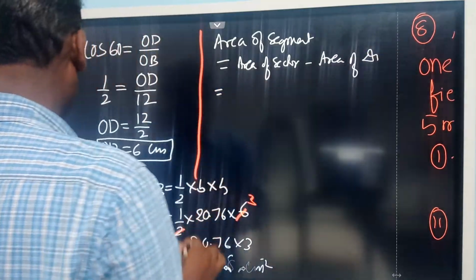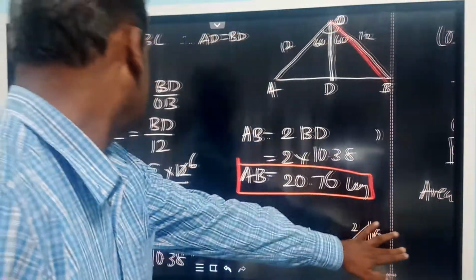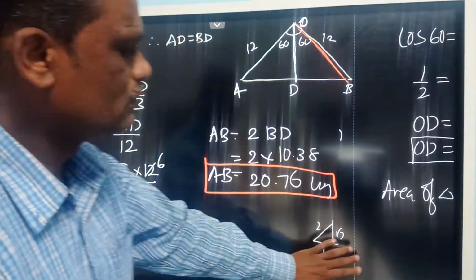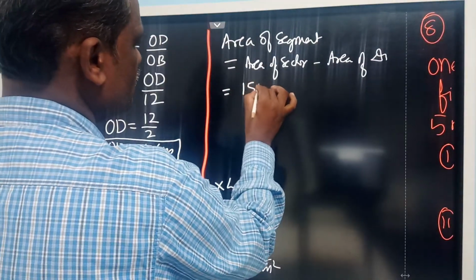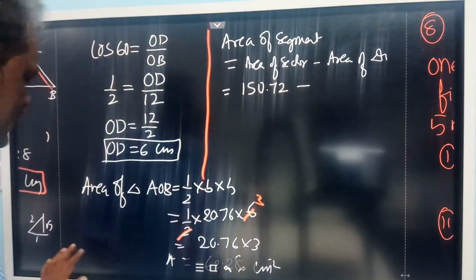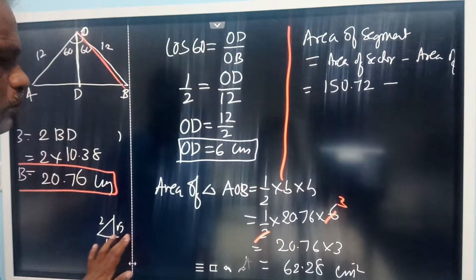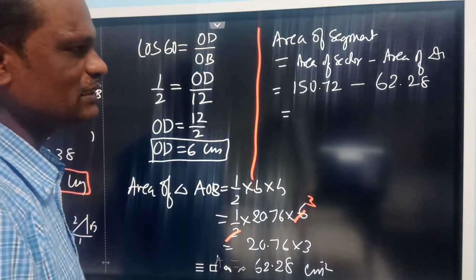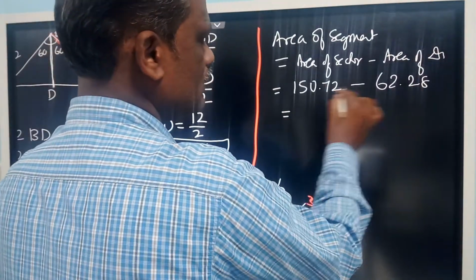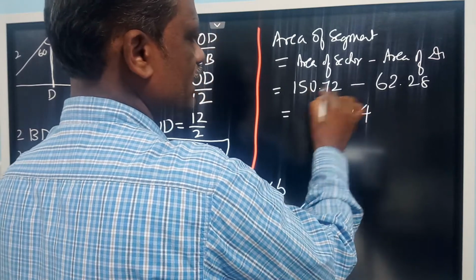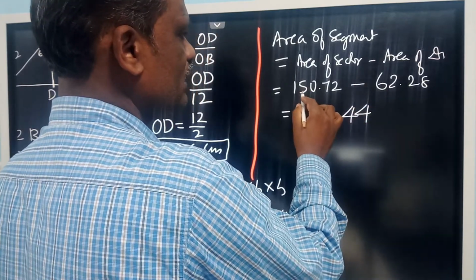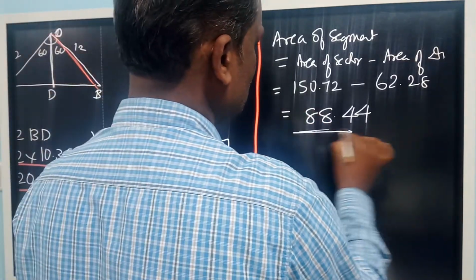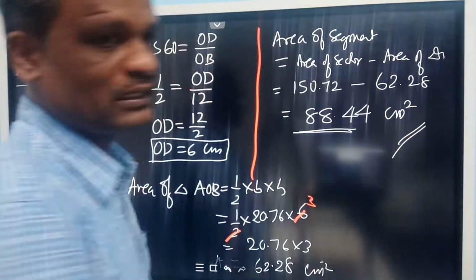The area of the sector we calculated first itself, that is 150.72, minus the area of triangle we got, 62.28. So now subtract this one. 12 minus 8 is 4, 6 minus 2 is 4, then 10 minus 2 is 8, then 14 minus 6 is 8. It is 88.44 centimeters square. This is the area of the corresponding segment.